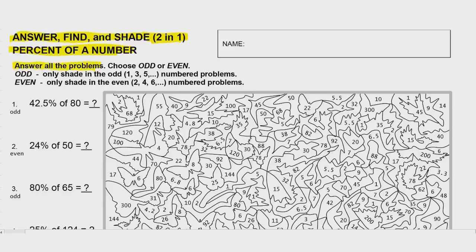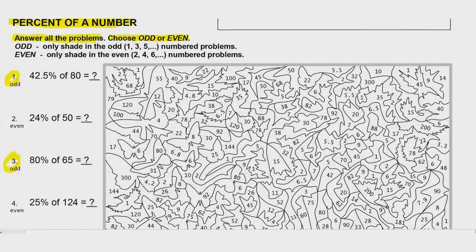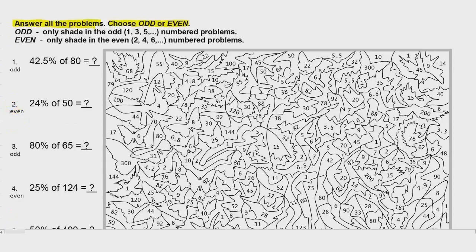So you have to answer all the problems. It says choose odd or even. Odd would be things like 1, 3, 5, 7, 9, 11, 13, 15. Those are all odd numbers. And even would be 2, 4, 6, 8, 10, 12, 14, 16, and those are all even. So the directions say you choose odd or even.